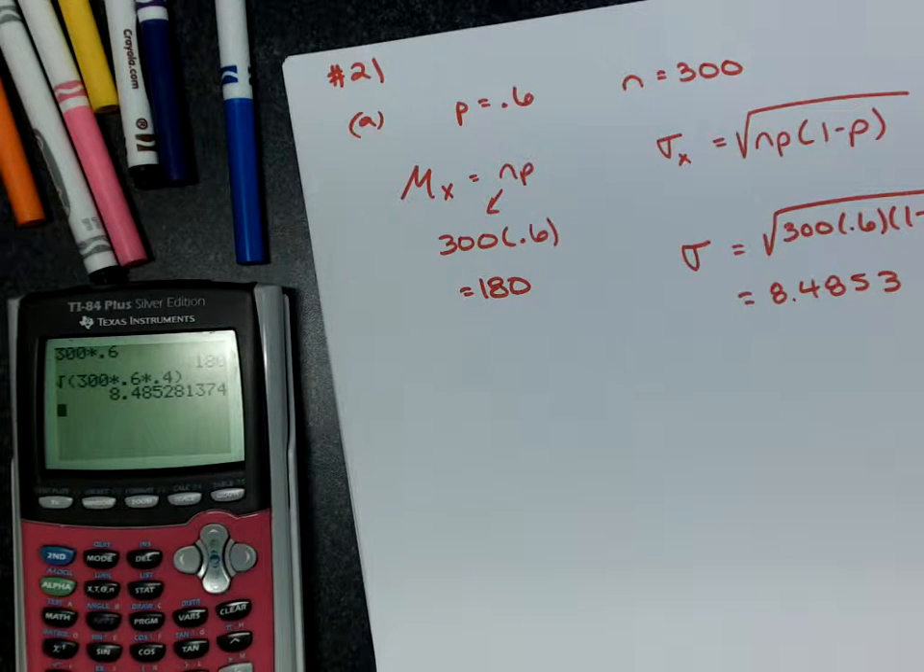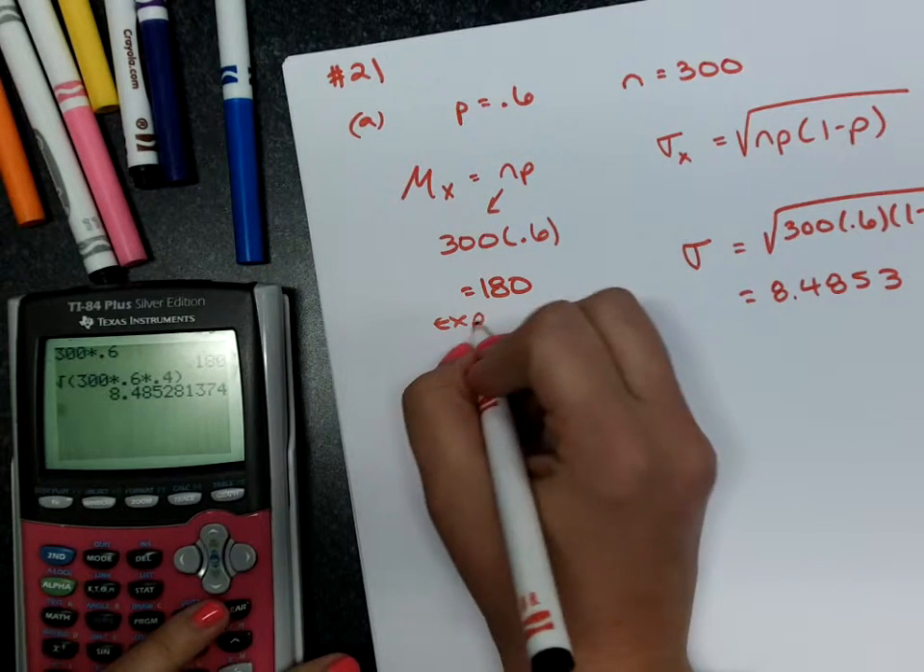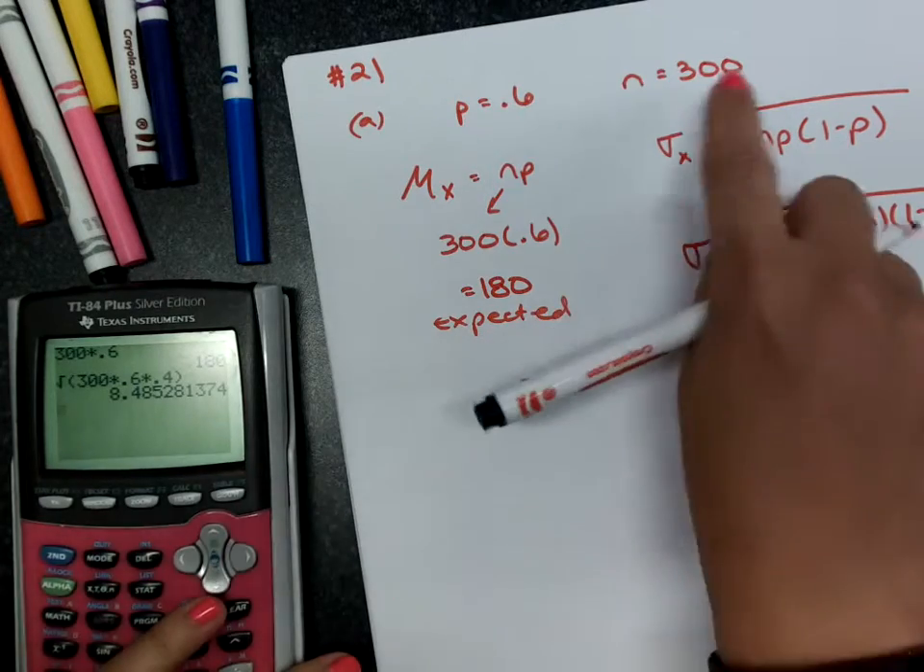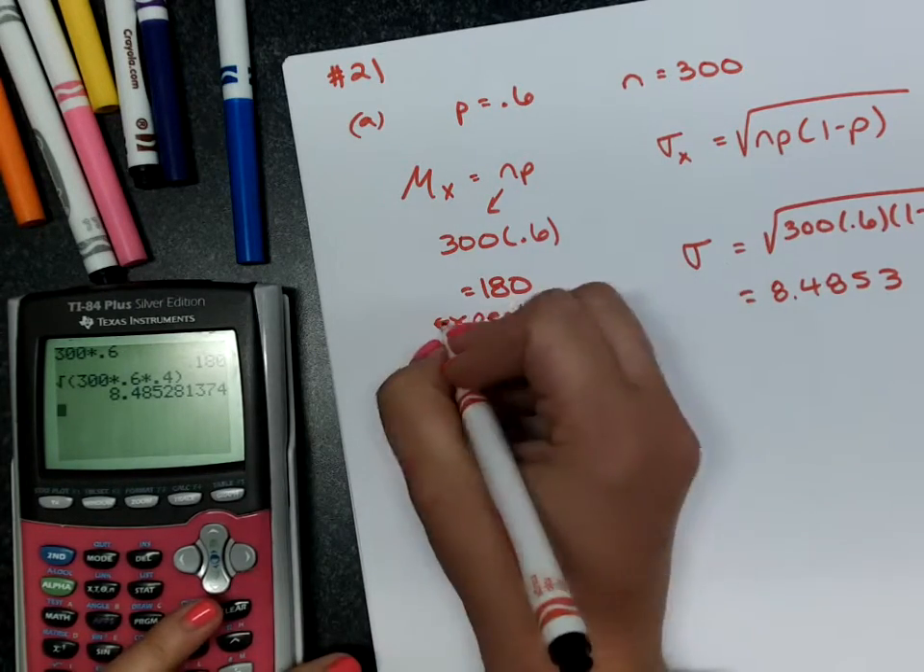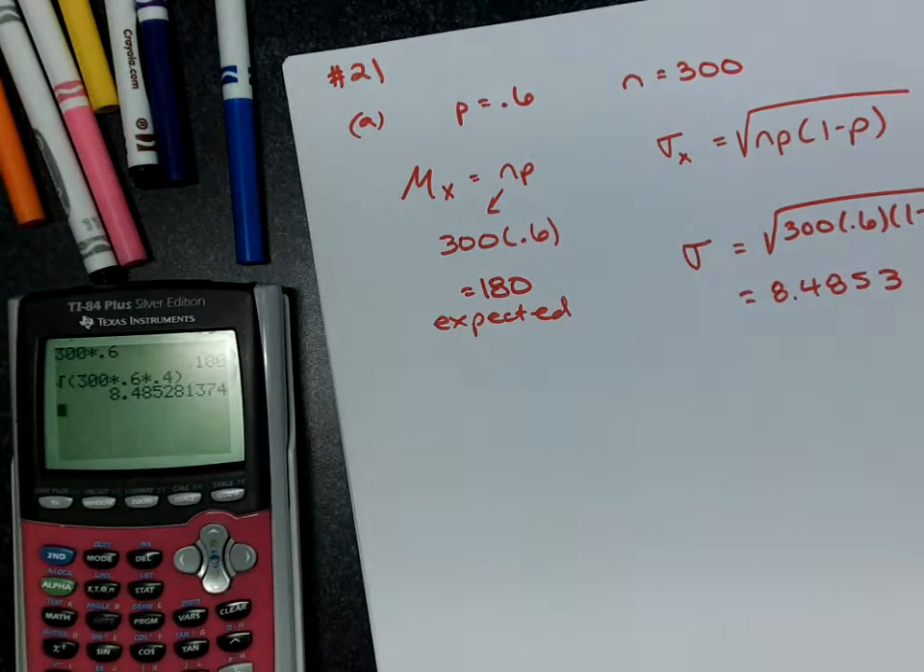So we'll type those in. The mean is 180. Standard deviation says round to the nearest tenth, so that would be 8.5. Part B, what is the correct interpretation of the mean? So this is what we call the expected value. It would be expected out of a sample of 300, 180 of them to start smoking before they are 18.